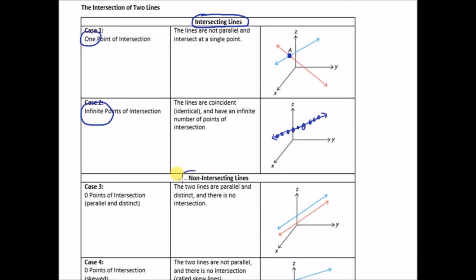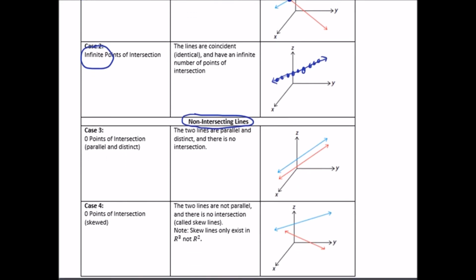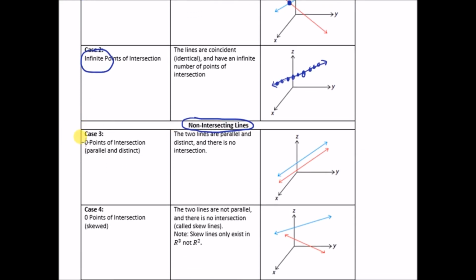All right, now non-intersecting lines. If we have non-intersecting lines, what this means is that there's going to be 0 points of intersection. One case is parallel and distinct. We've seen this. Up until here, this should be kind of a review. We're just going to have a little bit of a different approach since we're doing calculus.